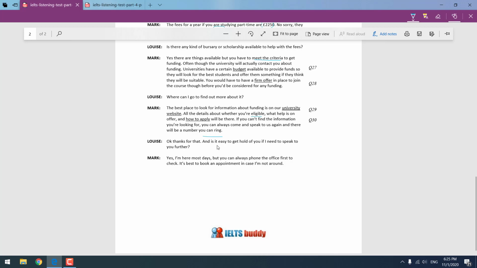As you can see, there are so many useful vocabulary. I mean, I have underlined some of them, but I'm sure you can find more if you analyze them, depending on your level, of course.